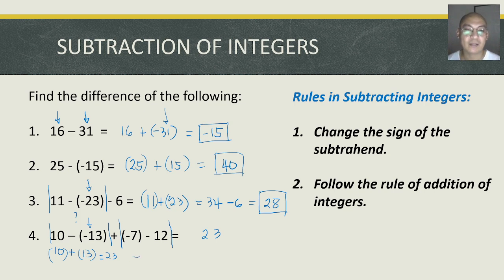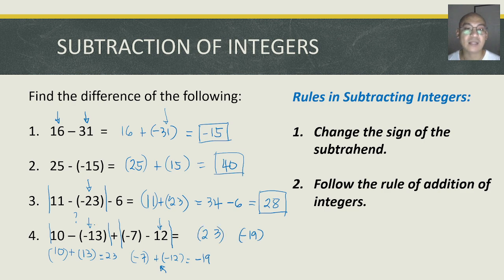Let's go with this part. Negative 7, still negative as it is the minuend. Then minus positive 12. Change the sign of 12, that will become negative. Follow the rule of addition. So they are both negatives. We will add. Negative 7 plus 12 is 19. And then we'll copy their signs, which is negative. So we have now negative 19.